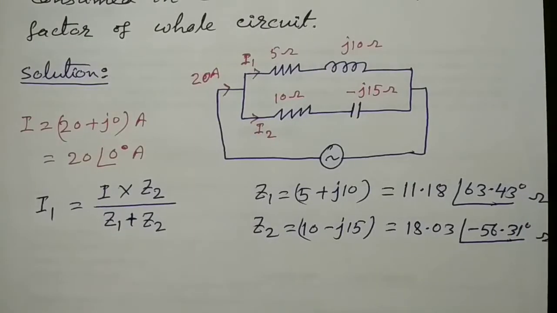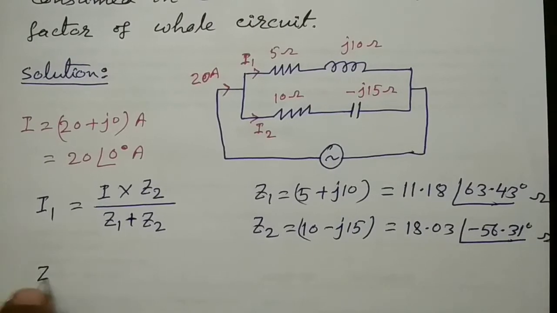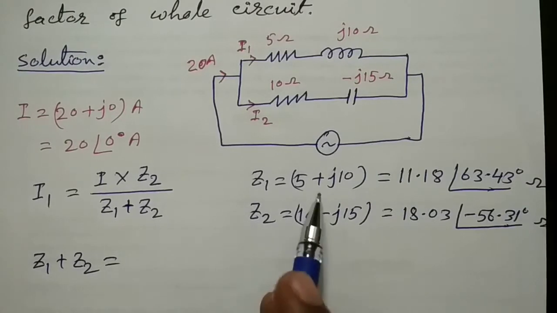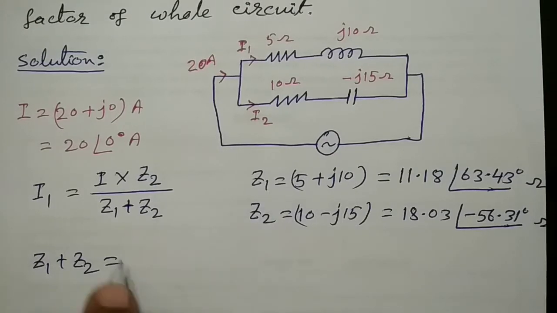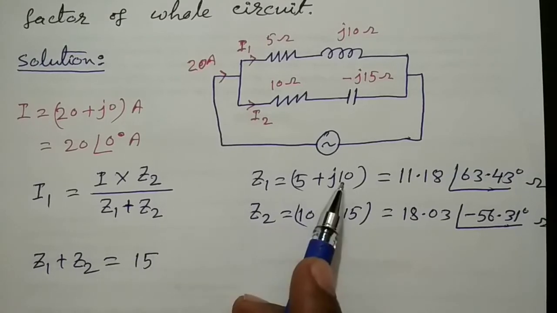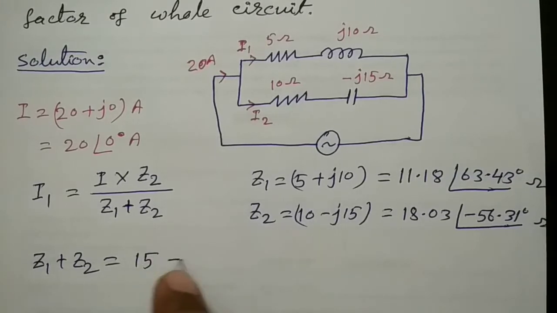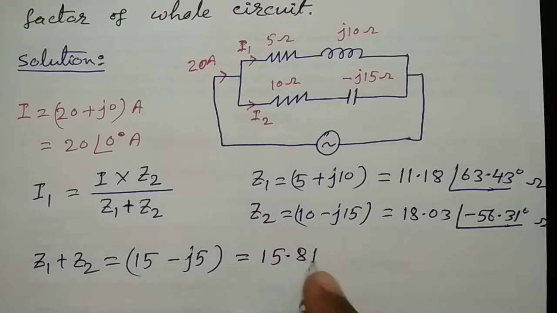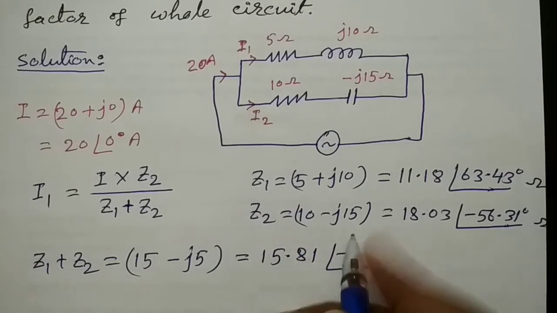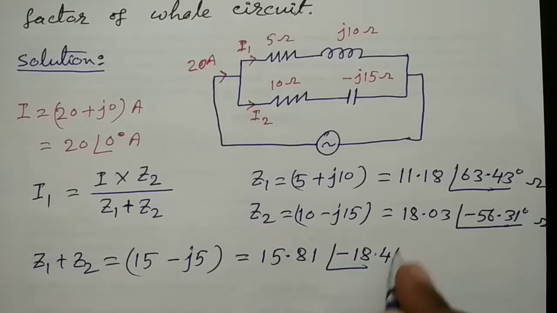Here you have to find Z1 plus Z2 also. So let's calculate Z1 plus Z2. When we add two values, their real parts are added separately and their imaginary parts are added separately. So Z1 plus Z2 means 5 plus 10, that is 15, plus j10 minus j15, so it will be minus j5. Converting it to polar format, it will be 15.81 ∠−18.44 degrees.